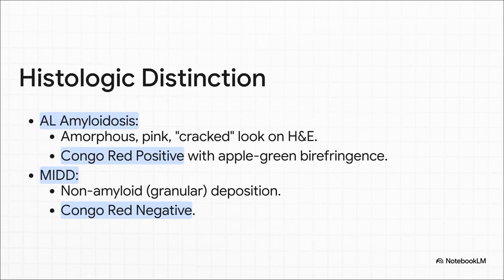So here's how we tell them apart down the scope. Amyloid has that classic amorphous, kind of pink, cracked look on an H&E stain. But the definitive test is the Congo red stain. When you polarize it, you see that beautiful, classic apple green birefringence. MIDD, on the other hand, is Congo red negative. This means that Congo red stain is your first and honestly your most important tool for figuring out which path you're on.